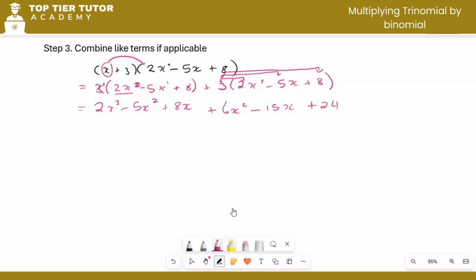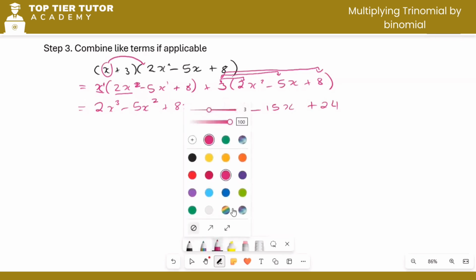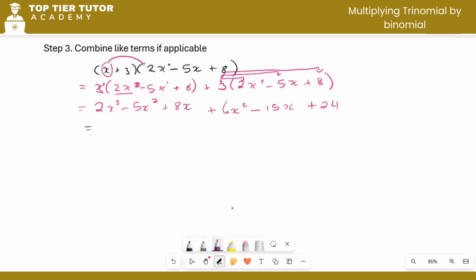Then we're going to go ahead and look for like terms. Now, the x cubed doesn't have a like term. For something to be considered a like term, it must be the same variable and it must also have the same power, or in this case, exponent. Yes, we do have x all over, but we do not have x to the power of 3, therefore that remains by itself.